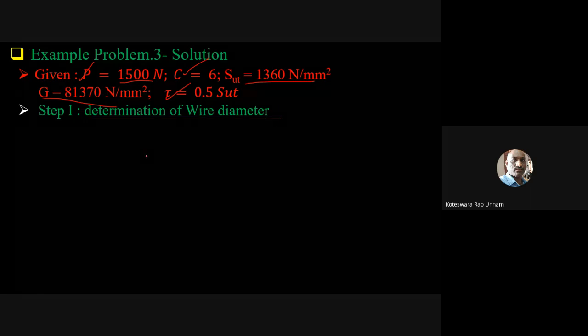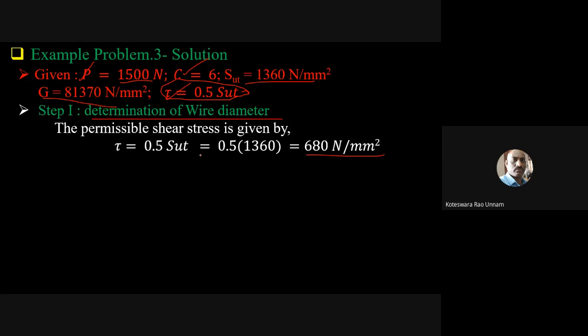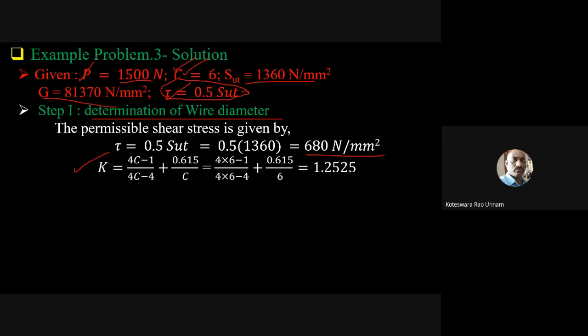First we will try to compute the diameter of the wire. Before that, using this relation, we will compute the allowable shear stress, which comes out as 680 Newton per mm square. 0.5 SUT is nothing but 680 Newton per mm square. Then he has given the C value as 6. For C equal to 6, your K is 1.2525.